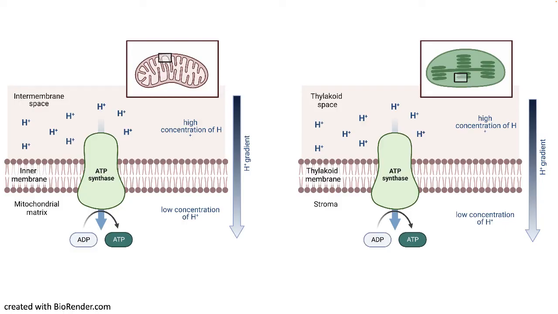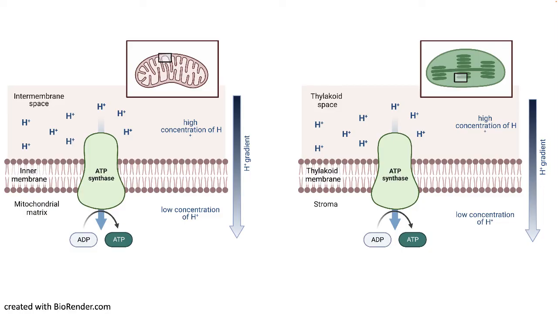Chemiosmosis generates more than 80% of the ATP made during the breakdown of glucose and other food molecules. It also functions in the chloroplast to produce ATP as part of the light-dependent reactions of photosynthesis, as well as in bacterial cells, which is not shown on this slide. So here we're comparing the process in the mitochondria and the chloroplast. And what you'll notice is that the process is the same.